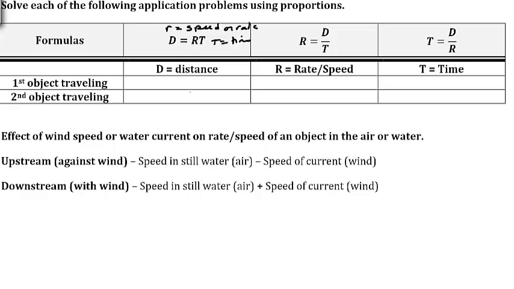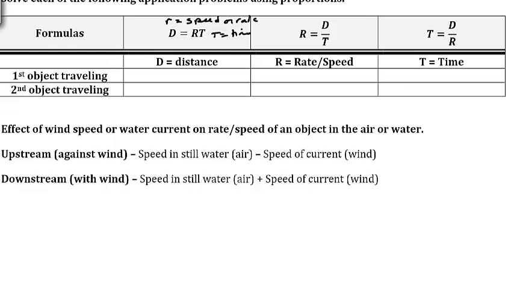So with all of these word problems that involve distance, you're going to want to fill in this table. And so you'll have some object that's traveling and another object that's traveling, and you'll know some information about their distance, rate, and time. And this table just helps you keep your information organized.